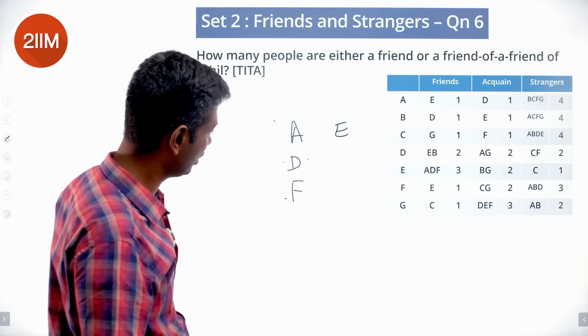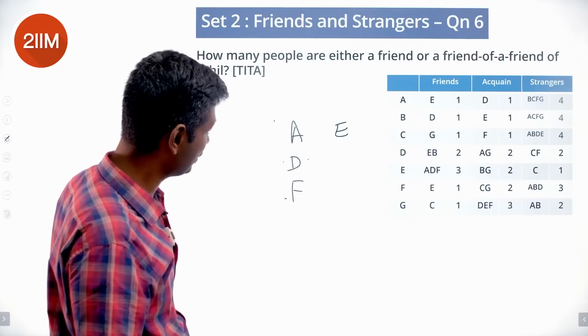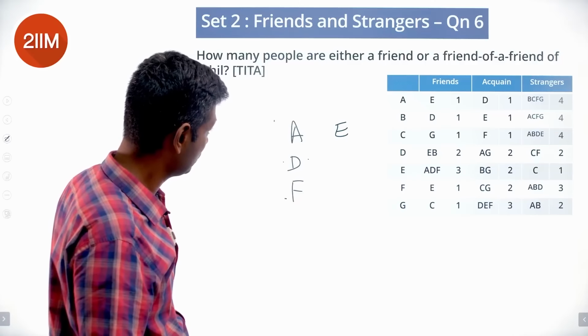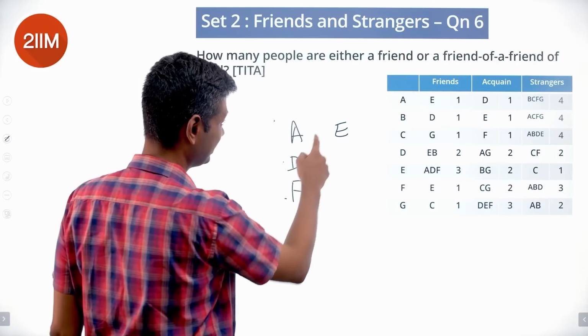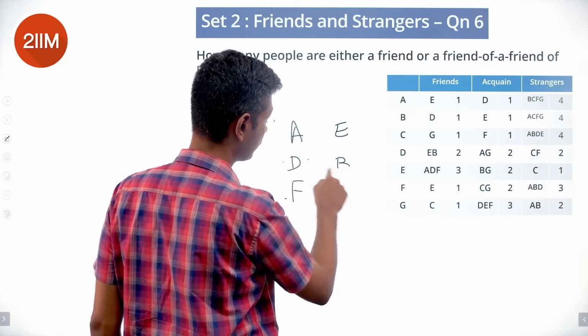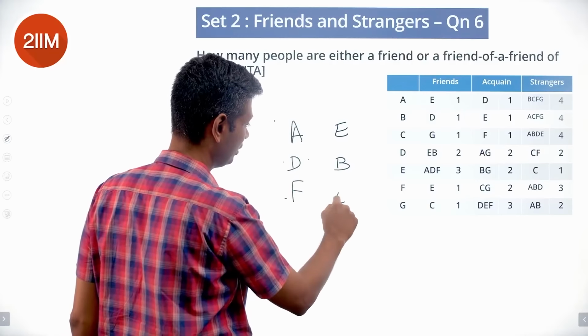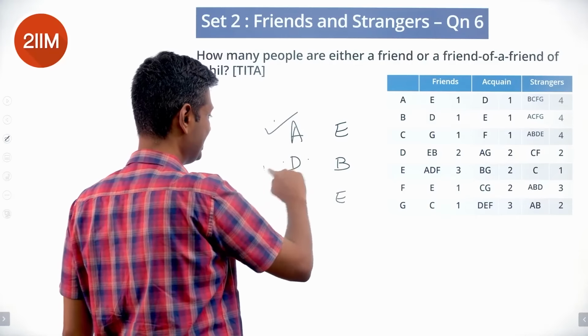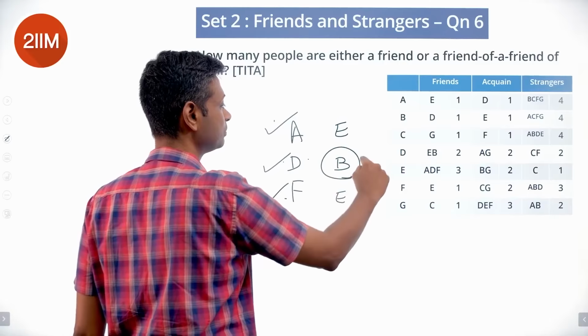Of Ezhil. Ezhil has 3 friends, A, D, F. A has E. D has B. And F has E. So A, D, F and B.